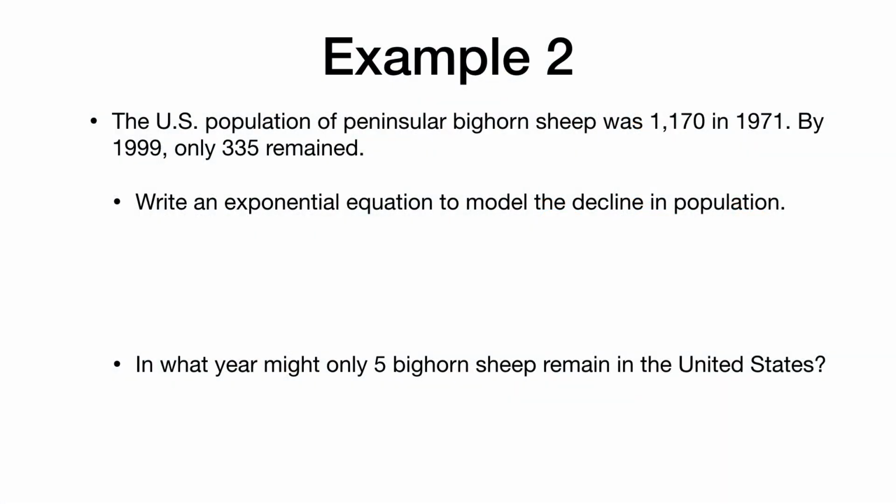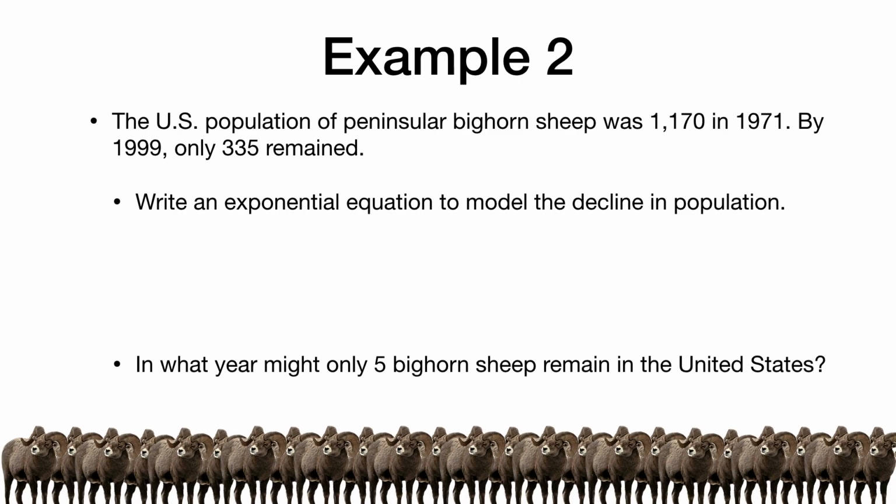The U.S. population of peninsular bighorn sheep was 1,170 in 1971. By 1999, only 335 remained. Write an exponential equation to model this decline in the population.